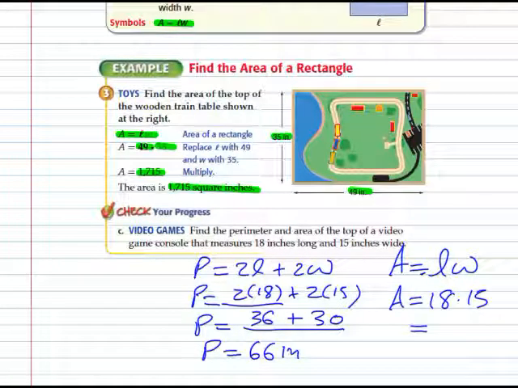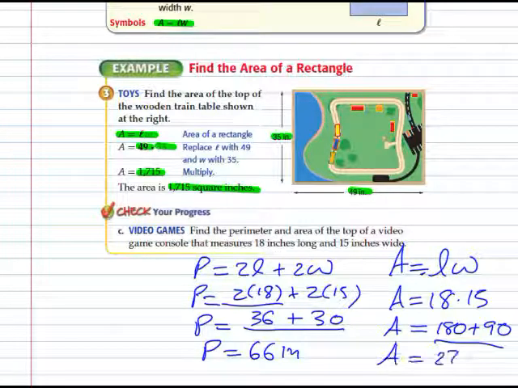Our area would be length times width, in this case 18 times 15. We'll use the distributive property and distribute the 15 to the 18, so we get 180 plus 90. 180 is 18 times 10, and 90 is 18 times 5. So we find that we have an area of 270, in this case, square inches.